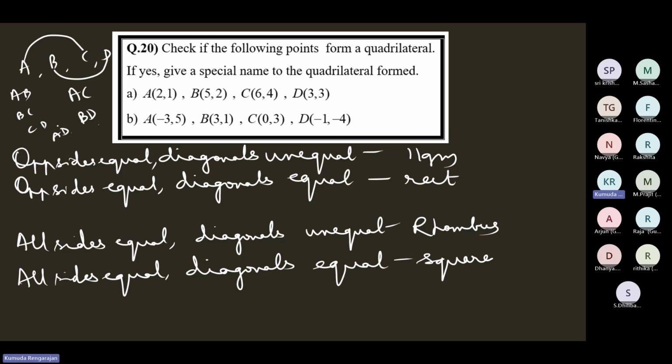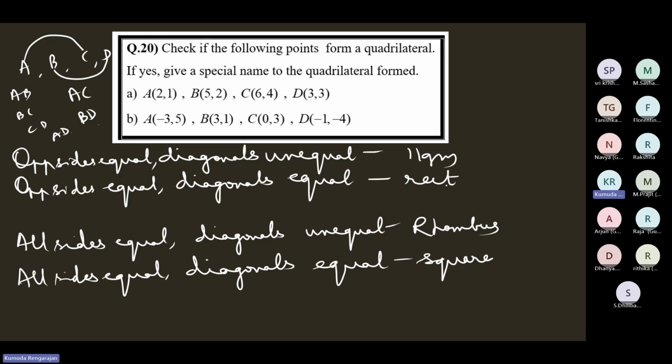If opposite sides are equal and diagonals are also equal, it's a rectangle. It's very easy to remember, children. In a rectangle, only opposite sides are equal, we know that. And along with the rectangle, we have the parallelogram. So parallelogram and rectangle go hand in hand, because in both figures, only opposite sides are equal.